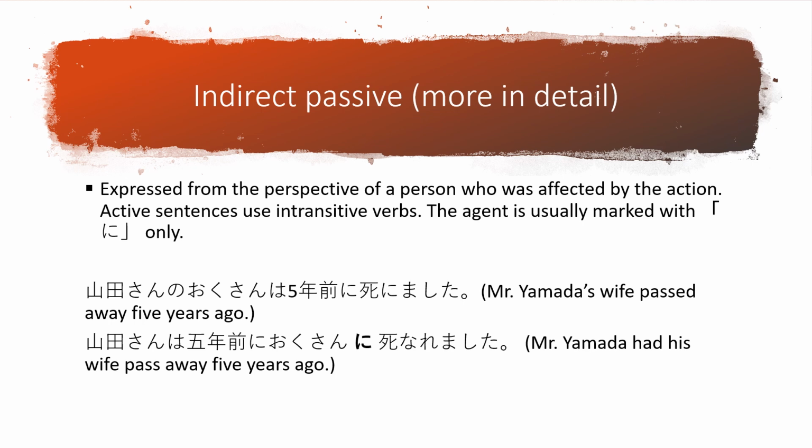Indirect passive sentences are expressed from the perspective of a person who was affected by the action. Active sentences can use intransitive verbs. The agent is usually marked with ni only. For example, 山田さんの奥さんは5年前に死にました。Mr. Yamada's wife passed away 5 years ago. So this is the active sentence. So now the passive sentence. 山田さんは5年前に奥さんに死なれました。Mr. Yamada had his wife pass away 5 years ago.